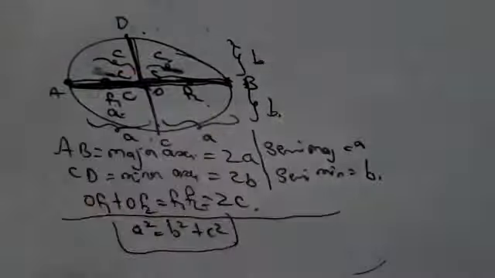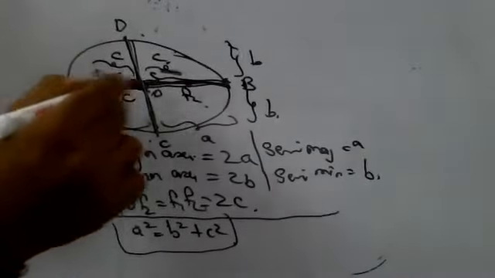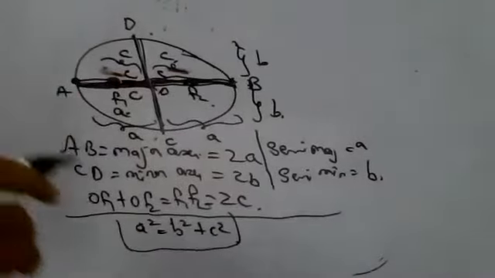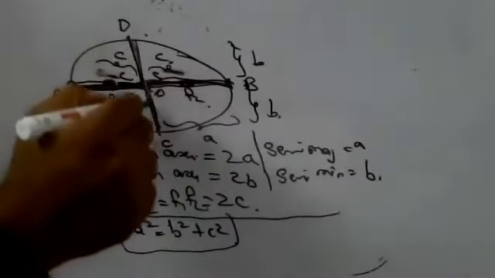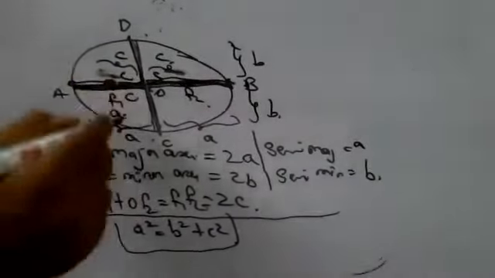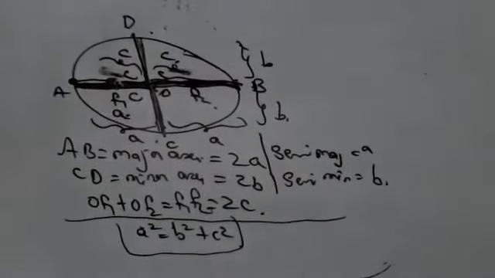2A is the length of the major axis. 2B is the length of the minor axis. And 2C is the distance between F1 and F2. The line passing through F1 and F2 is called the major axis, and the exactly perpendicular line is the minor axis. I hope you are able to understand till here.